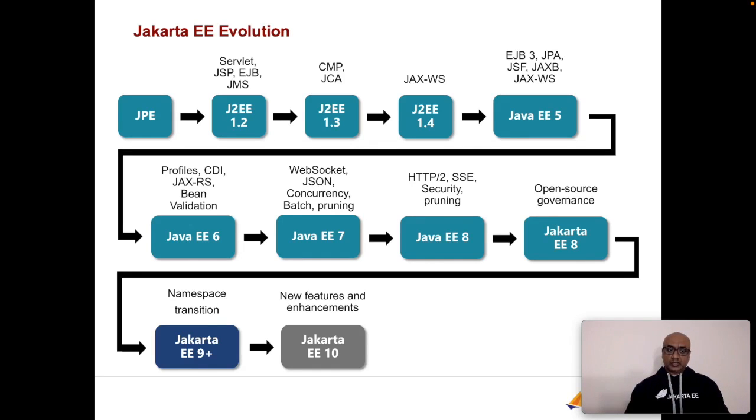And now the current set is Jakarta EE 9, and I'll talk more about Jakarta EE 9 and 9.1 in a moment, but that is the current release. And what we are looking at now, and hopefully we will see a release of in just a few months now, is Jakarta EE 10. And that is what is going to bring new enhancements and new features. Jakarta EE 9 so far has been about the namespace transition and moving things properly from the JCP into the Eclipse Foundation. Now we'll begin to see the technology set revise itself and add more innovations toward it.